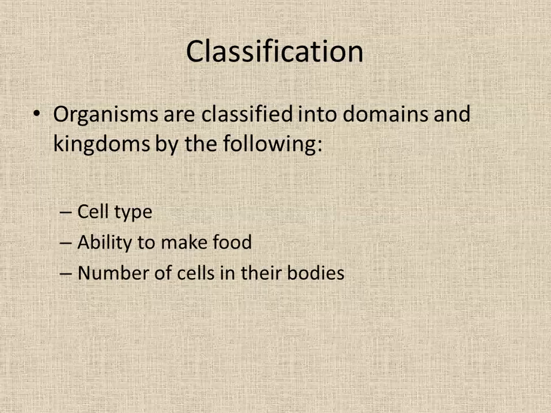And they are the cell type. Is this cell a prokaryote or is it a eukaryote? And we'll talk about that in a second. How do they make their food? Are they autotrophs or are they heterotrophs? And then lastly, the number of cells in their body. Are they unicellular or multicellular? So these are the three criteria that we will use to classify organisms into the correct domain and kingdom.